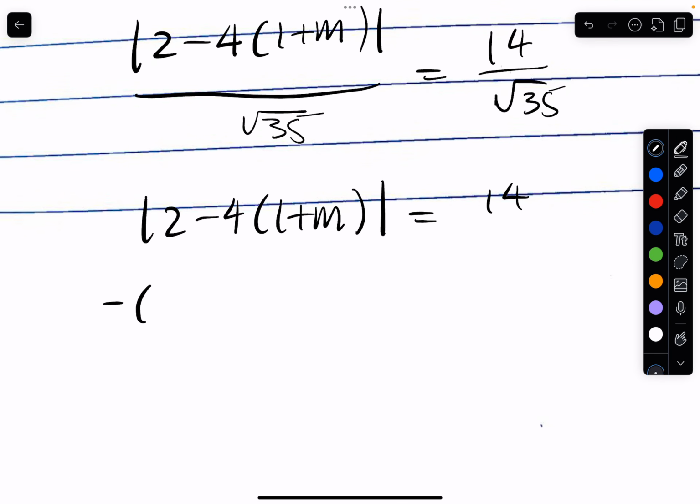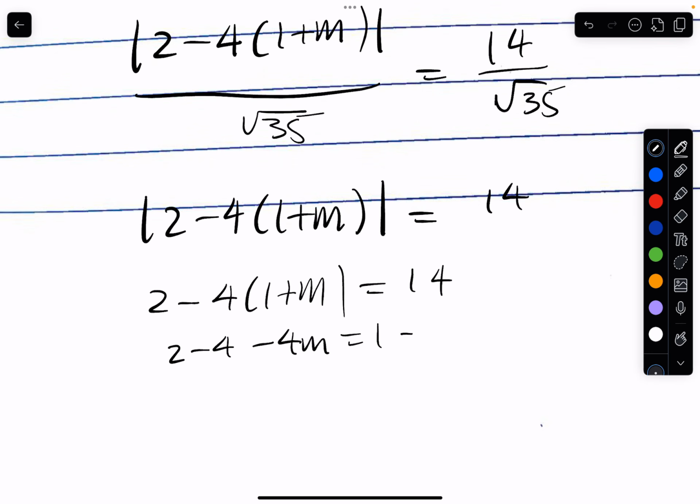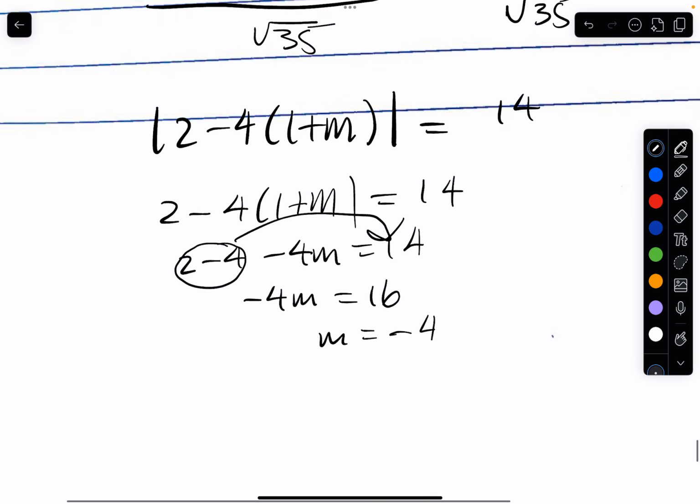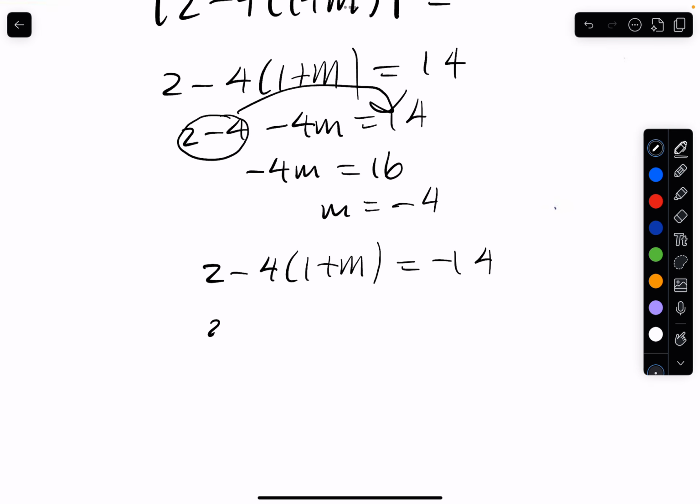So we can say that the negative of this, or we can just say 2 minus 4, 1 plus m is equal to 14. So 2 minus 4m is equal to 14. Negative 4m, that's negative 2 there, is equal to 16. M is equal to negative 4. Or 2 minus 4, 1 plus m is equal to negative 14. So negative 2 minus 4m is equal to negative 14. Negative 4m is equal to negative 14 plus 2 is negative 12. M is equal to 3.